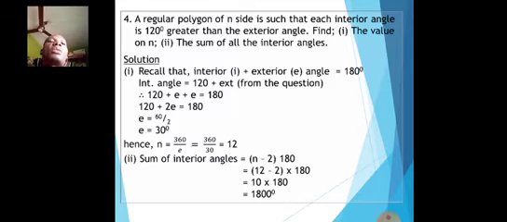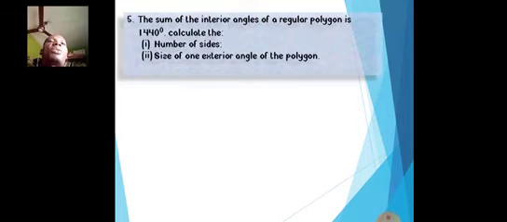Finding the sum of the interior angles, we also use the formula (n minus 2) times 180, that is (12 minus 2) times 180, and when you multiply, you have 1800 degrees as the solution. So I think looking at the approach that we have there, that makes the work easier for us. Looking at another question, that is question number 5. The sum of interior angles of a regular polygon is 1440 degrees. We have to find the number of sides and the size of each exterior angle.